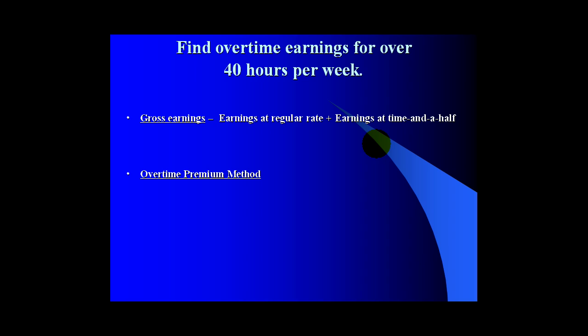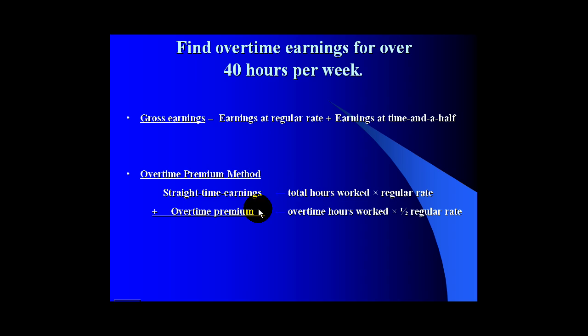There's also the overtime premium method. In the overtime premium method, we have the straight time earnings, which are the total hours worked times the regular rate. The total hours here include all hours over 40. And to that we add what's called the overtime premium.